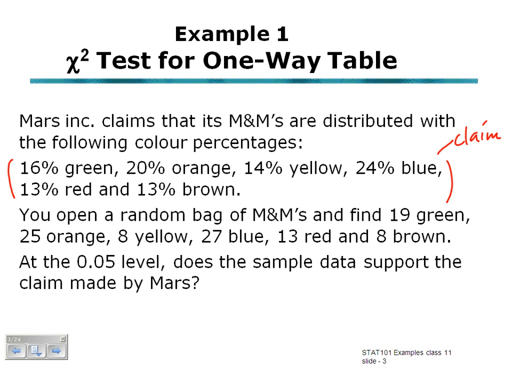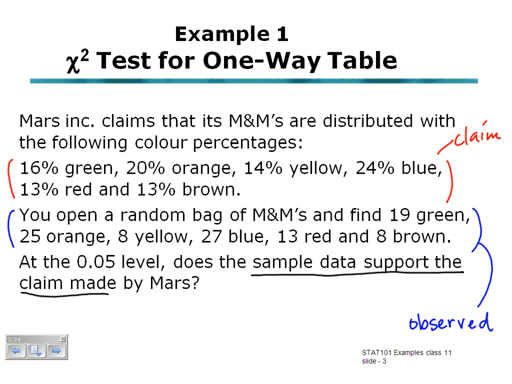Suppose we want to test this claim by taking a random bag of M&Ms and counting up how many of each colour we see. Suppose we open a random bag and we find 19 green ones, 25 orange, 8 yellow, 27 blue, 13 red and 8 brown. Does this sample data support the claim made by Mars? We're going to test this at the 0.05 significance level, the 0.05 value of alpha.